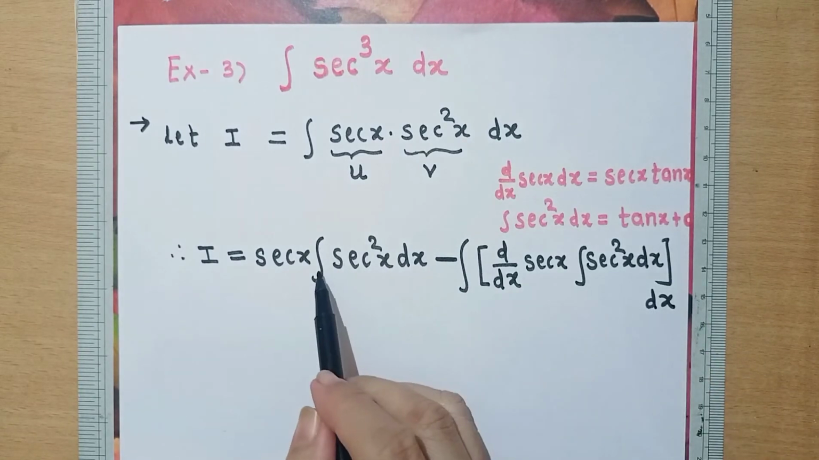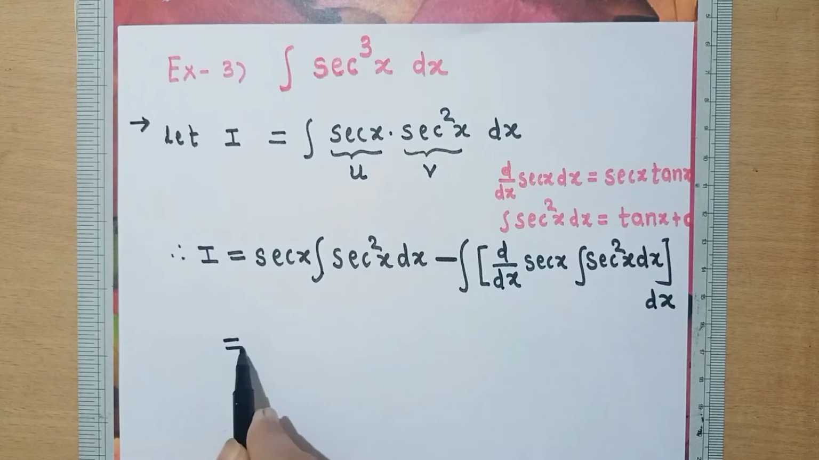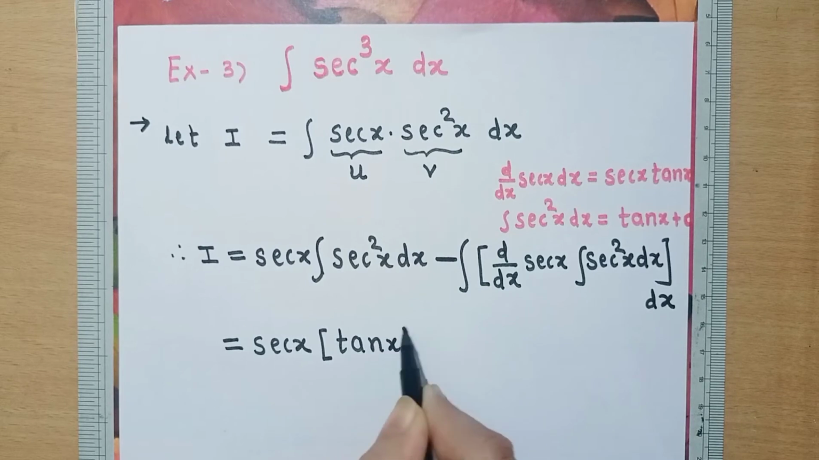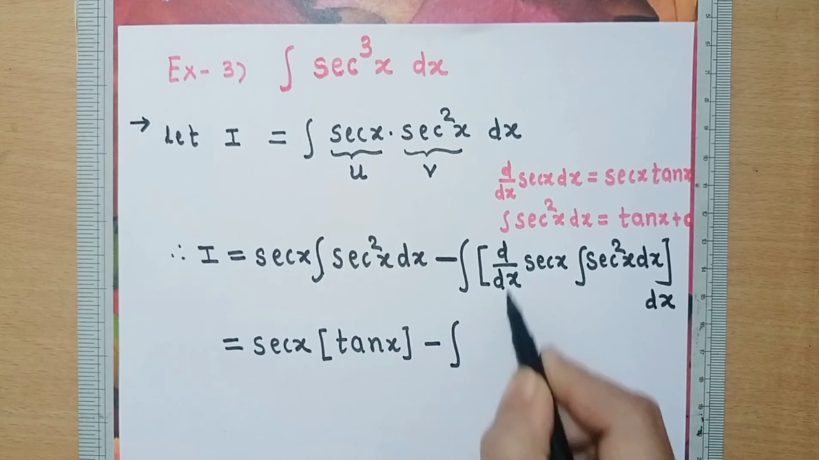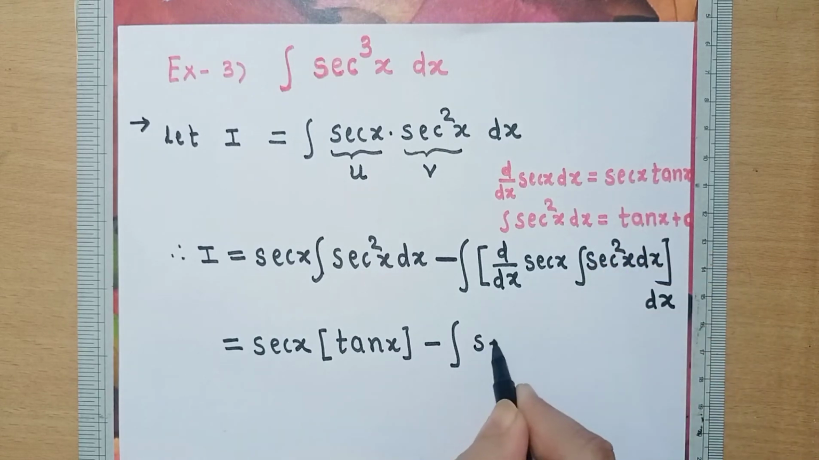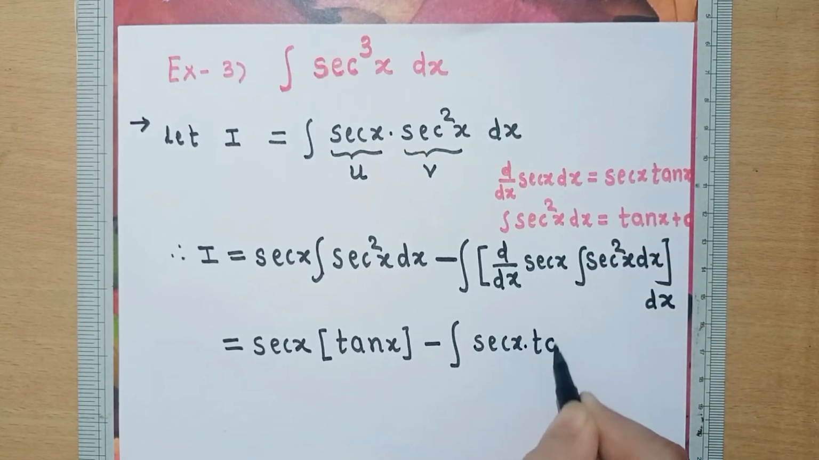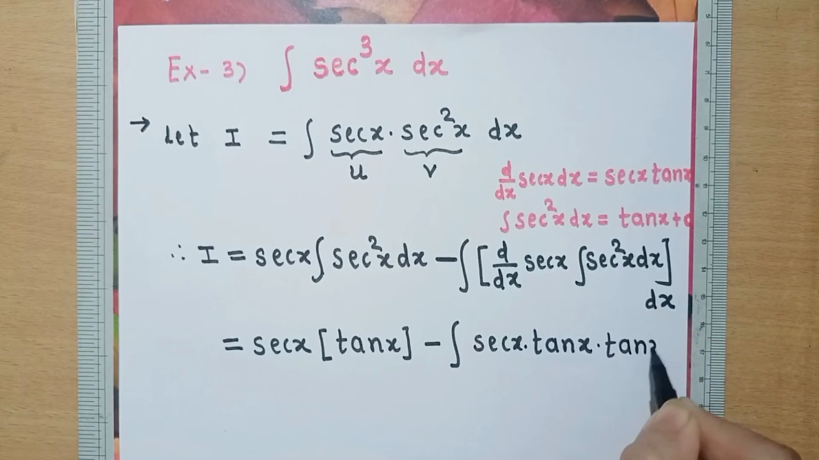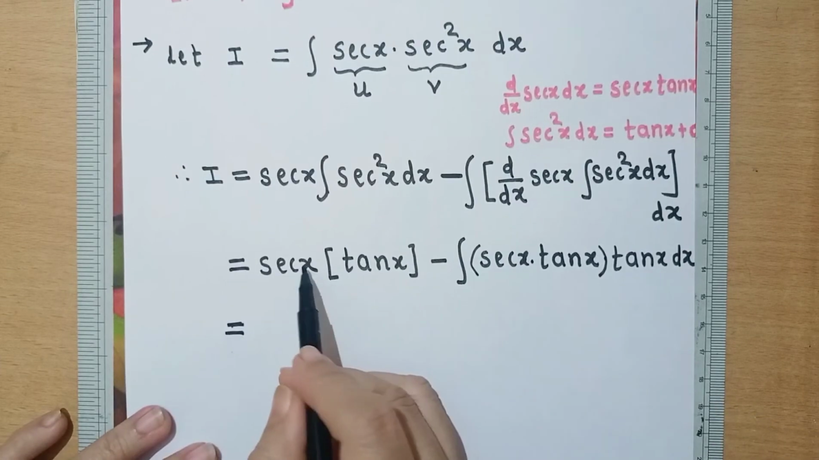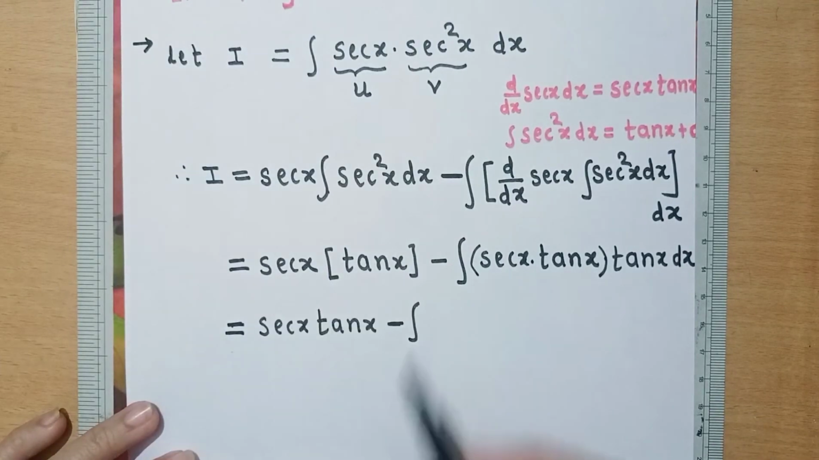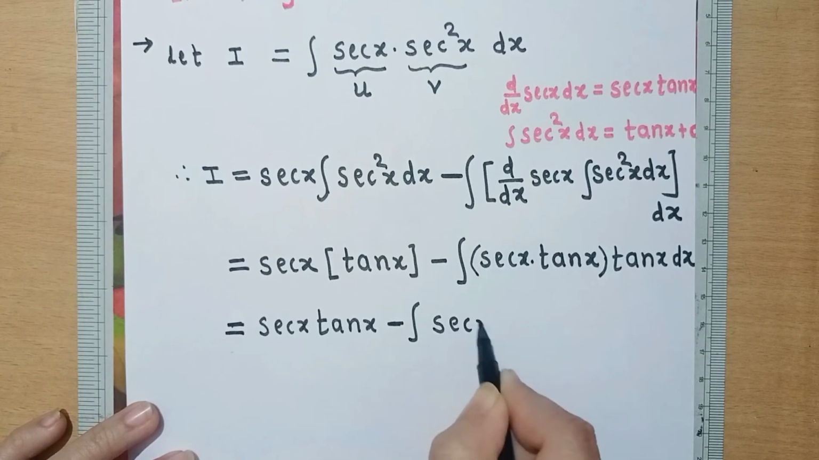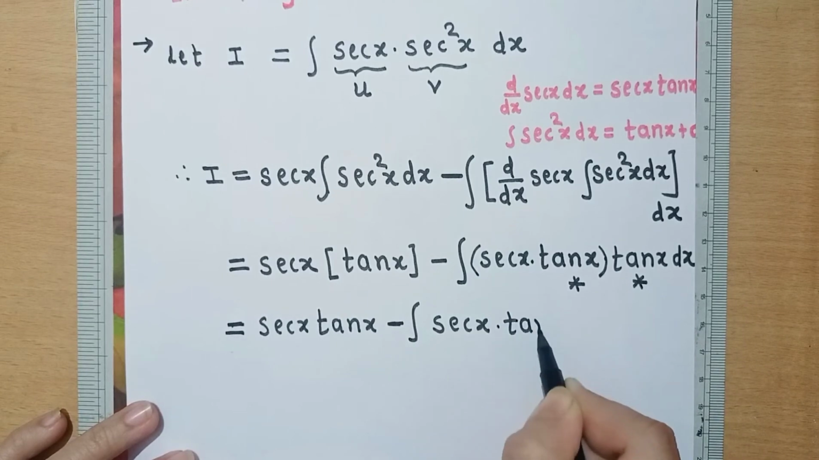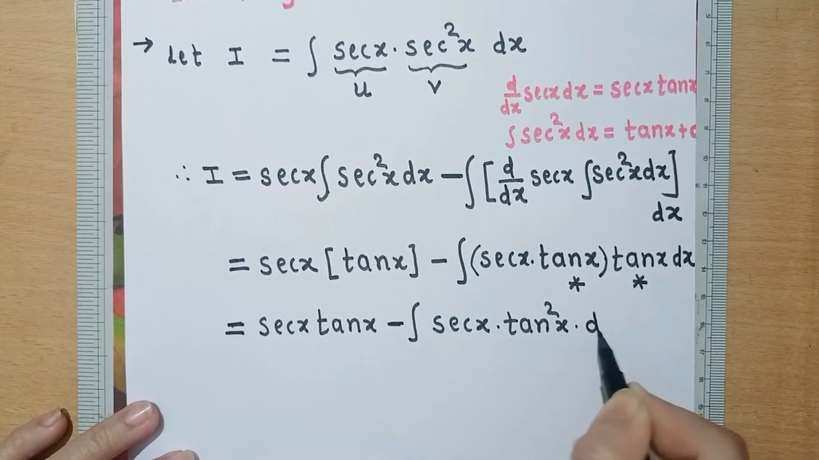Now in the next step we will find this integration and derivative. So integration of sec square x is tan of x, then middle sign minus integration, derivative of sec x is sec of x into tan of x, and again integration of this is tan of x into dx. Now here this first term as it is, this sec of x here we will write, and again tan of x multiplied by tan of x means tan square of x into dx.